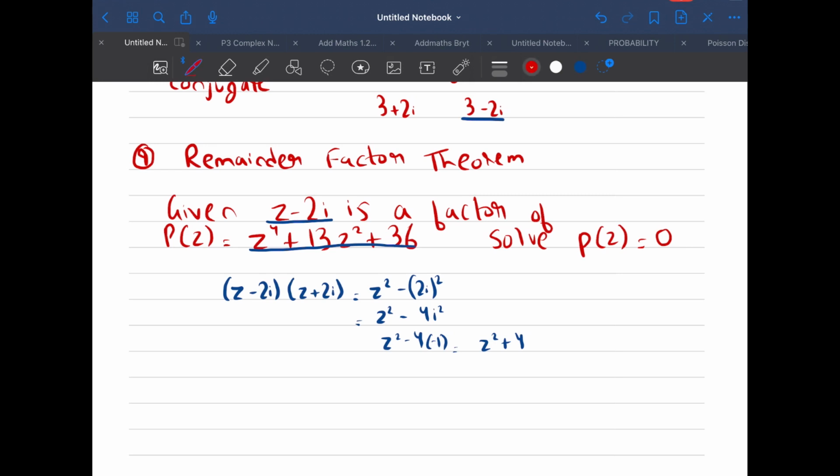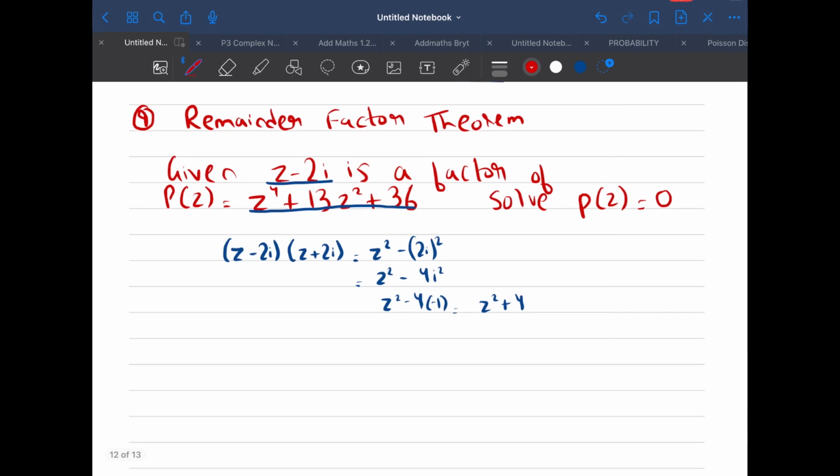Now, I need to solve when pz is equal to 0. For that, you need other factors. I have the first factor, I have the second factor. But I need to find two more factors. How do I know there will be two more factors? Because it's z power 4. So now let's begin with it.